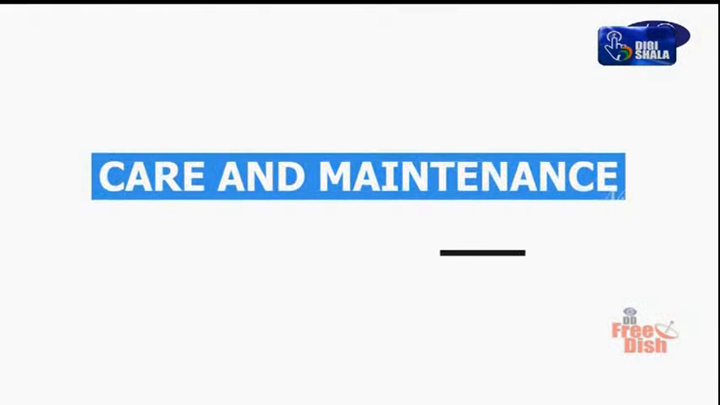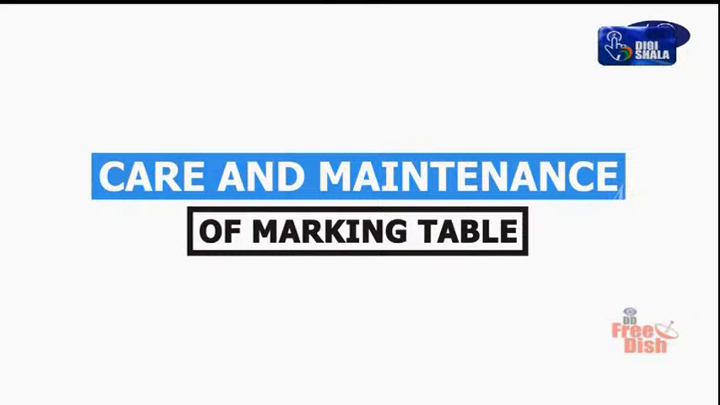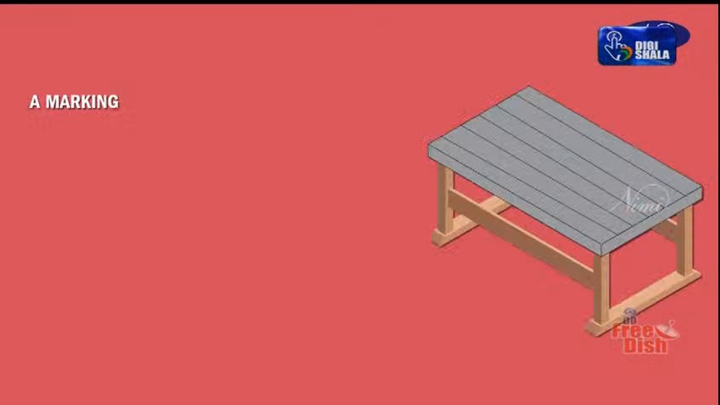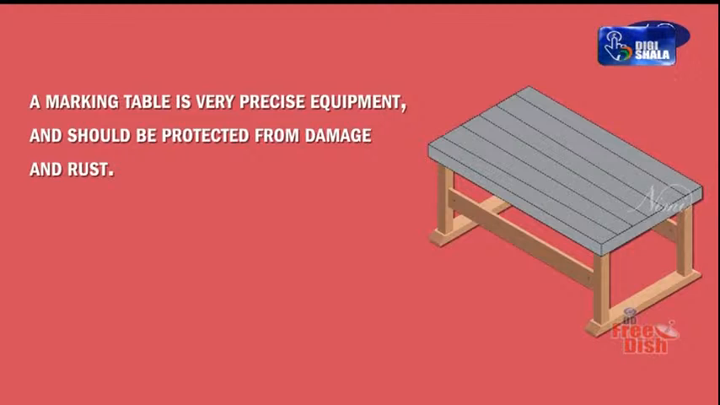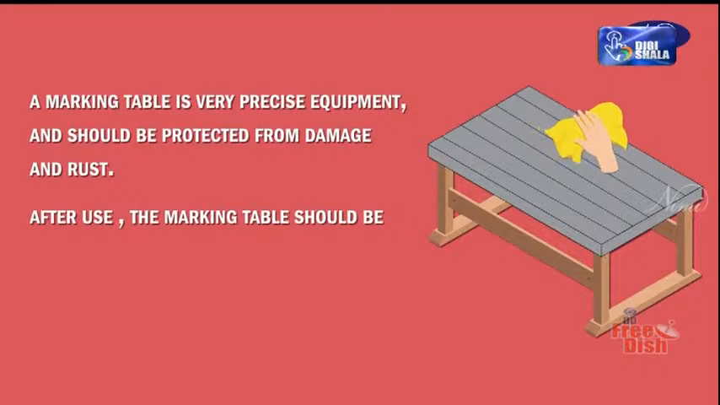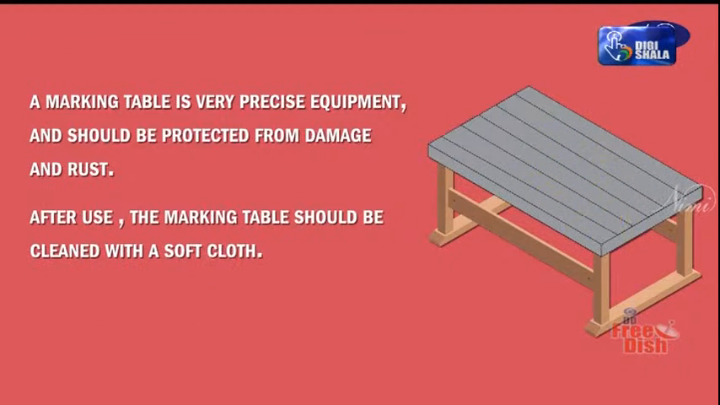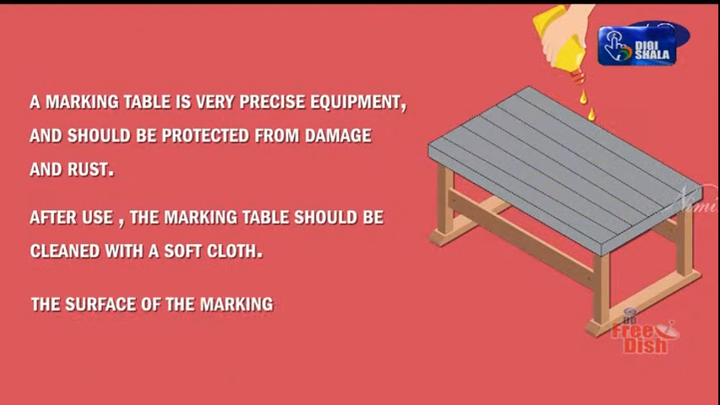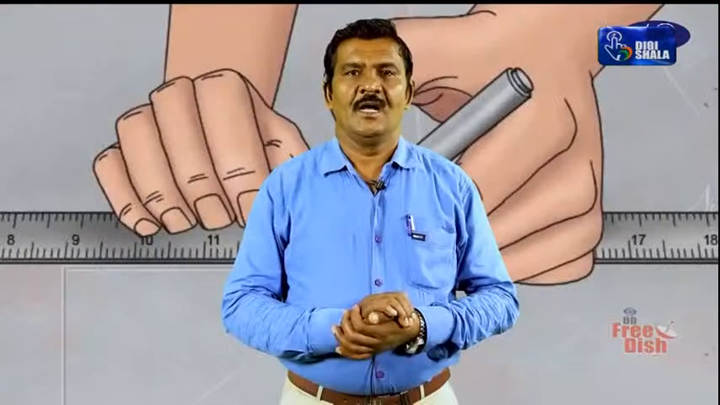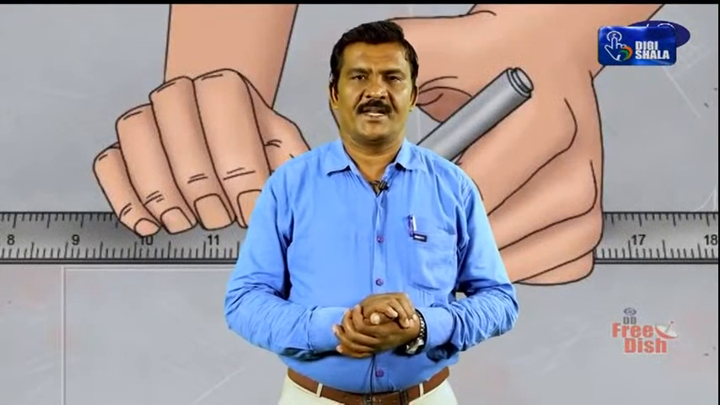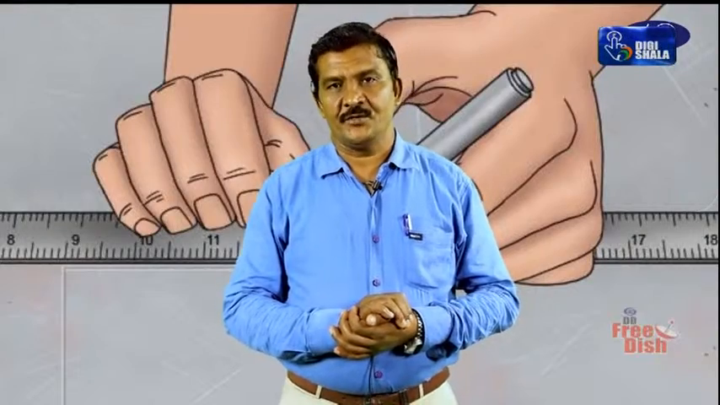Now we will see the care and maintenance of the marking table. A marking table is very precious equipment and should be protected from damage and rust. After use, the marking table should be cleaned with a soft cloth. The surface of a marking table made of cast iron should be protected by applying a thin layer of oil. I hope you all understand about marking and the marking table and their uses.